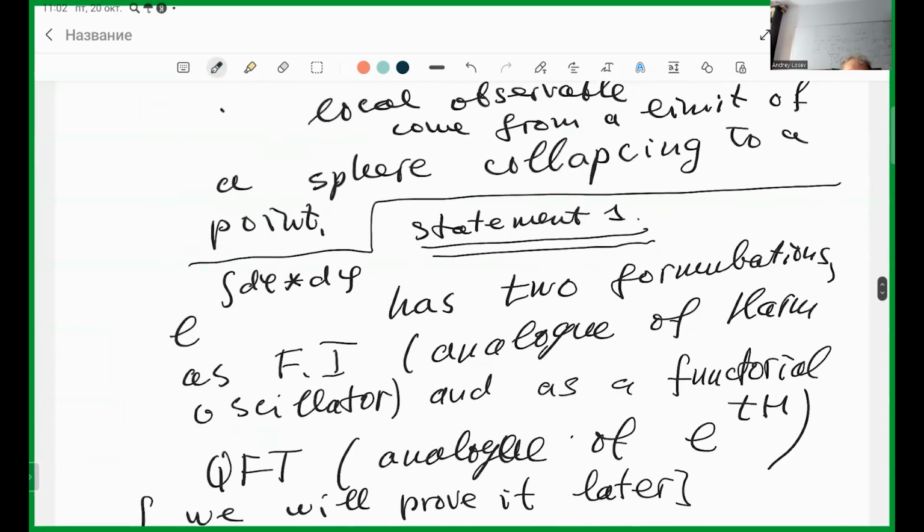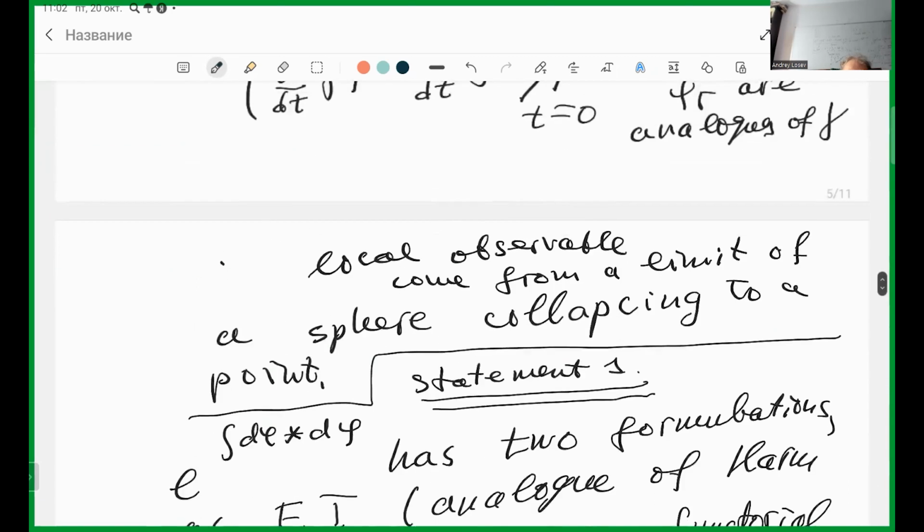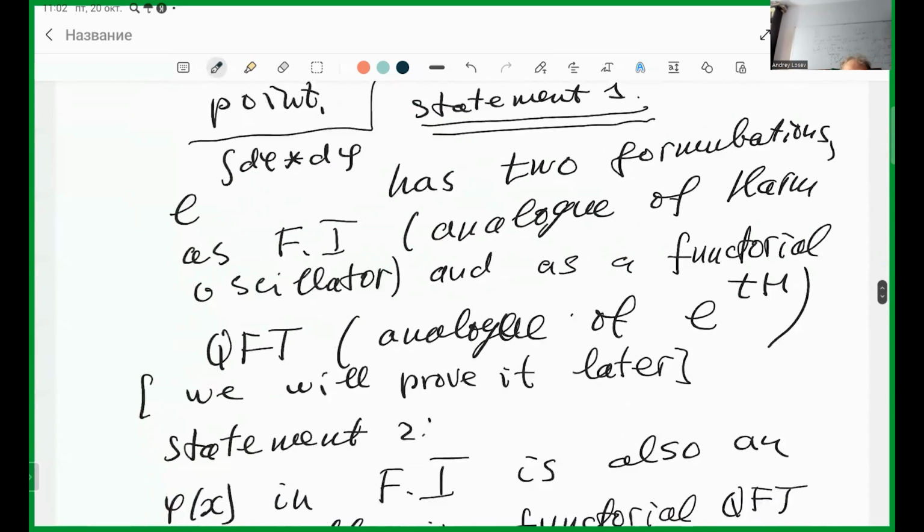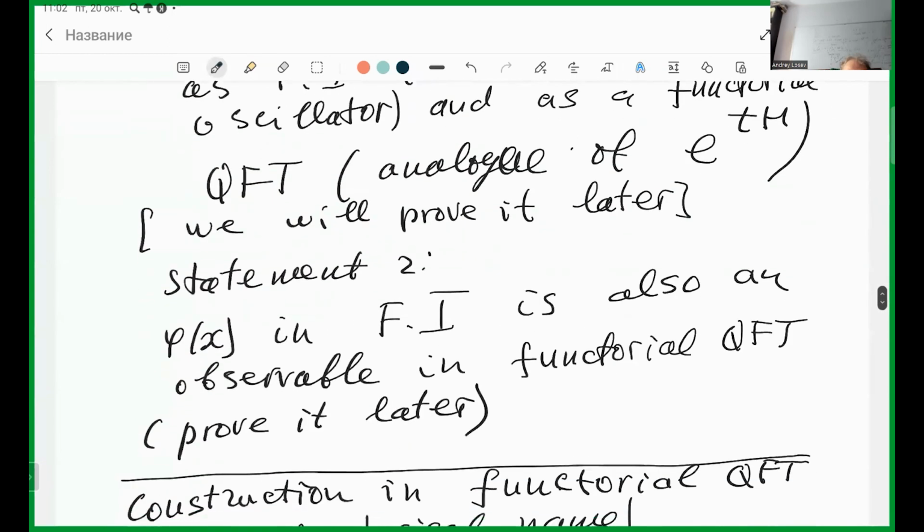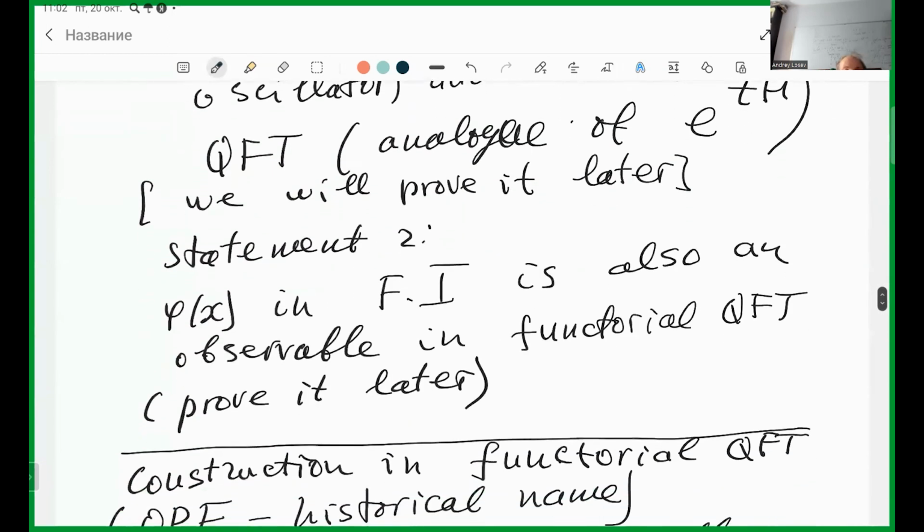Yes, there was a statement too, that phi of x in the functional integral is also an observable in functorial QFT. And we will prove it later, okay?